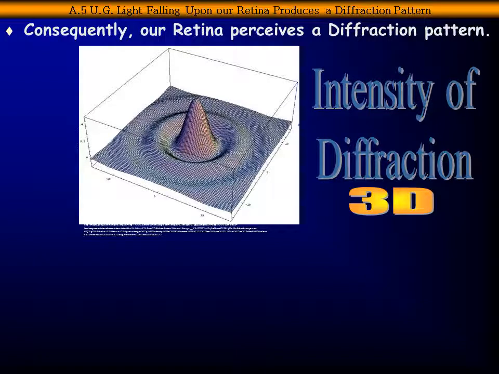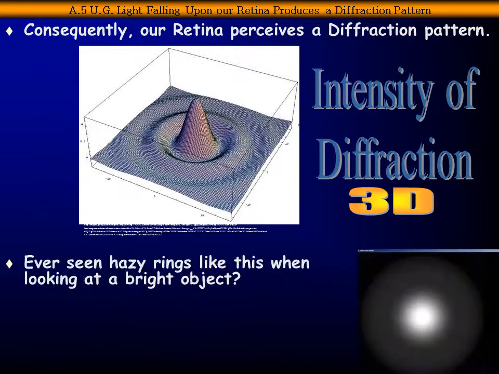Now what we're taking a look at here is a diffraction pattern formed by something like a lens, or the diffraction pattern formed in the back of the retina. And this is a 3D representation. So the spike right here is the bulk of the light that gets through, but this ring around the outside is an interference pattern formed by diffraction.